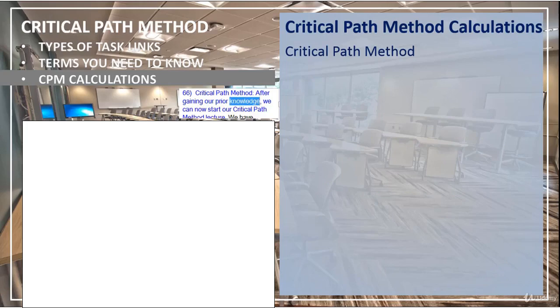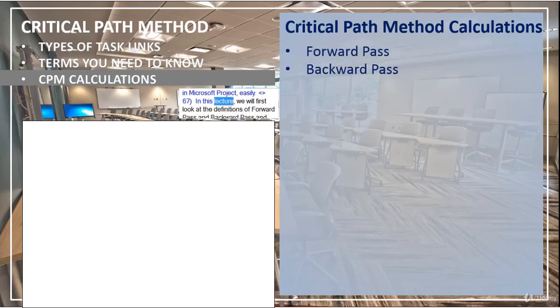After gaining our prior knowledge, we can now start our critical path method lecture. We have learned most of the terms we will encounter while using this method, and we have also defined the critical path. Critical path method is a method that helps us to find the critical path or paths on a network diagram. If we fully comprehend this method, we can solve the problems that we will encounter in Microsoft Project easily.